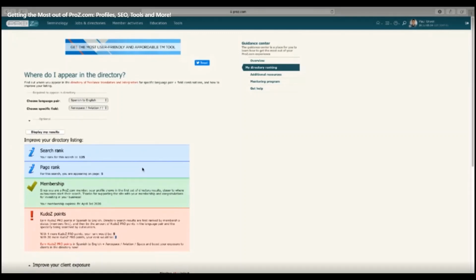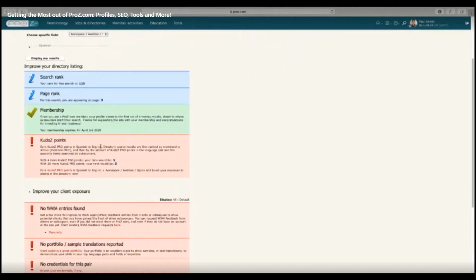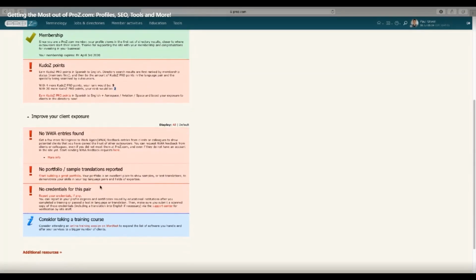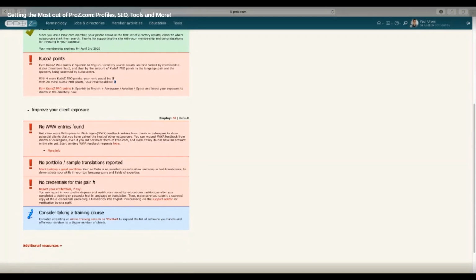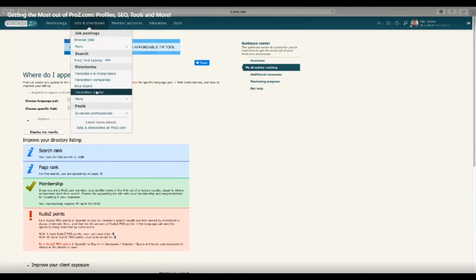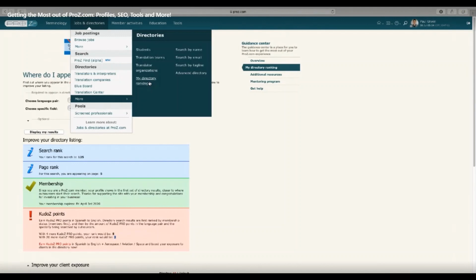So what's so great about this platform, and checking out this directory ranking, is that not only does it show you where you are, it shows you clearly what you can do in order to move up the ranking. And likewise, if you're not a member, it will also show you what kind of difference that can make. Some other things that we can do here in order to improve client exposure: we can get Willingness to Work Again, or WWA, feedback from clients or colleagues, we can upload portfolio or sample translations, and we can report credentials for a particular language pair. Remember, the more you put into this, the more you are going to get out of it. So that's really important. Jobs and Directories, More, and then My Directory Ranking.